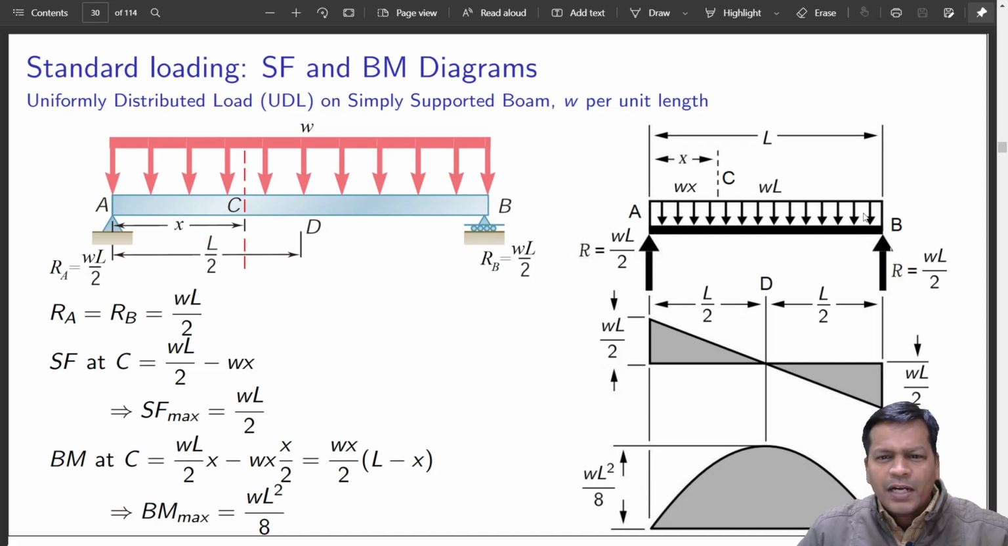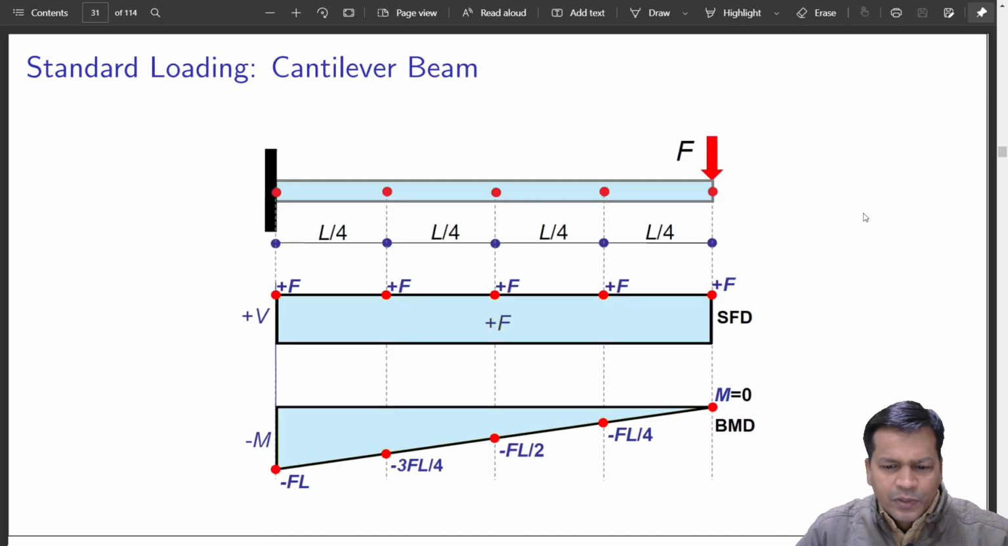So let us start with a different scenario now. This will be a cantilever beam. This is quite obvious, so we don't need to go further on it. This is just a load which is acting at the end of a beam which is fixed at one of the ends, fixed at this end over here.